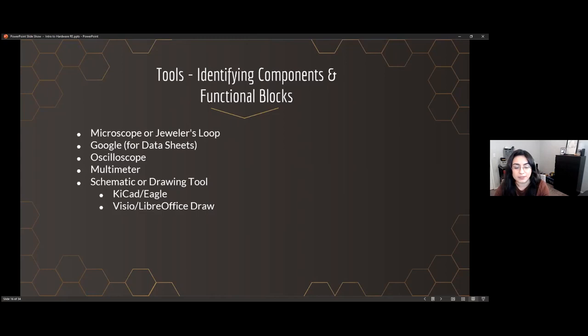Whereas in Visio or LibreOffice, you can just draw a box, draw some lines and say, this is black box B or black chip B. You can put a placeholder a little better. And it also shortens the learning curve a little bit, take a step at a time. If you haven't worked with a schematic program yet, you can hold that off.